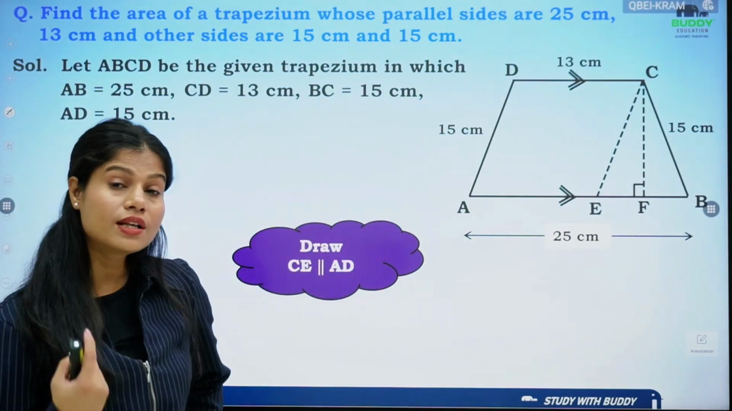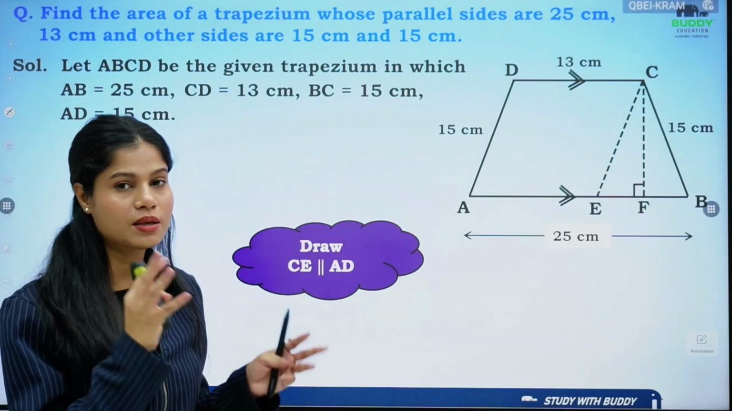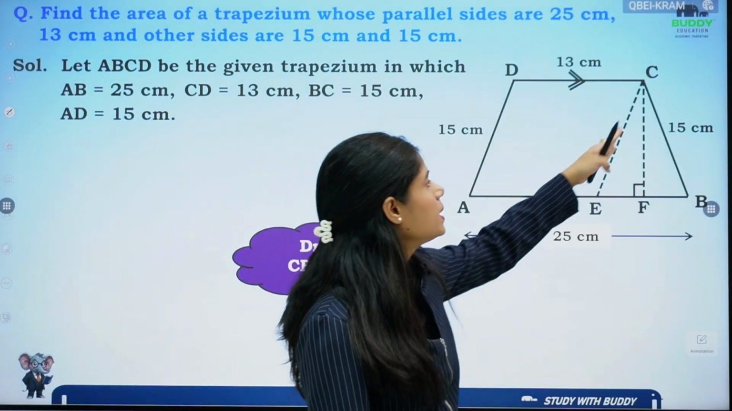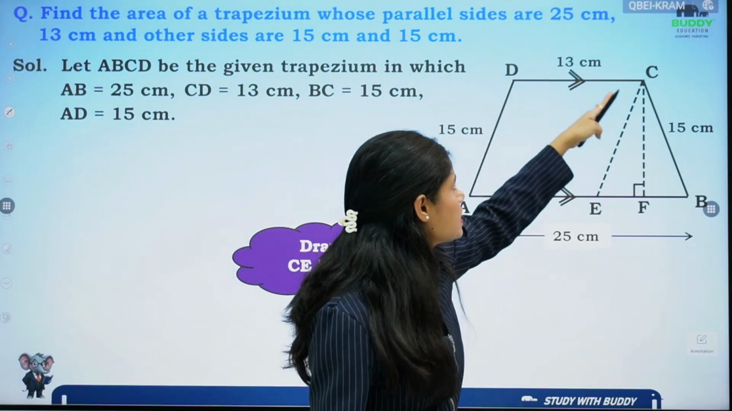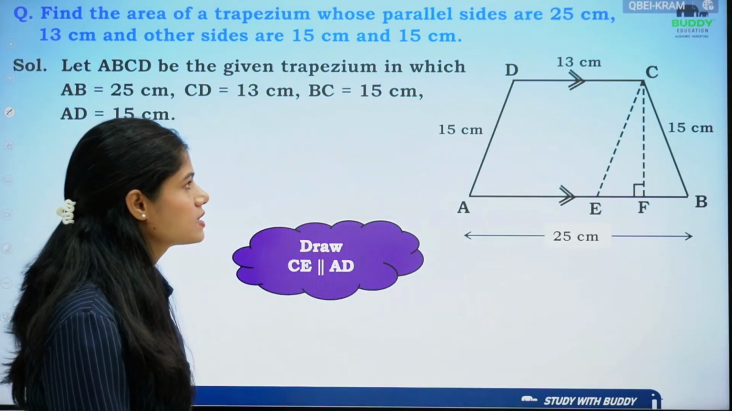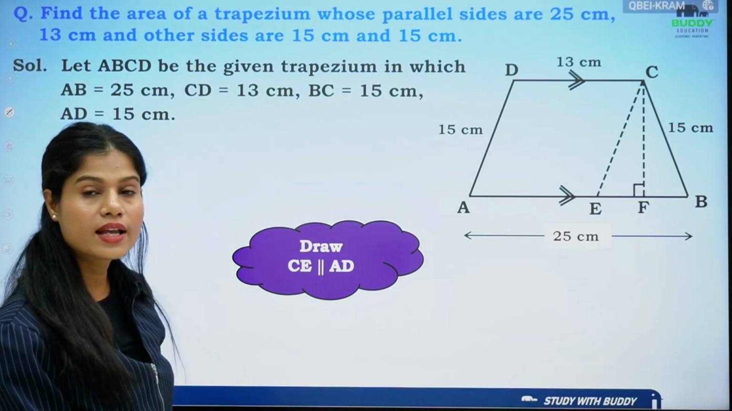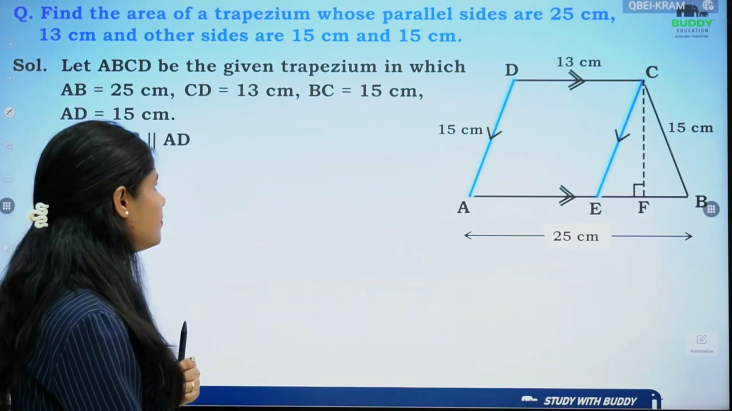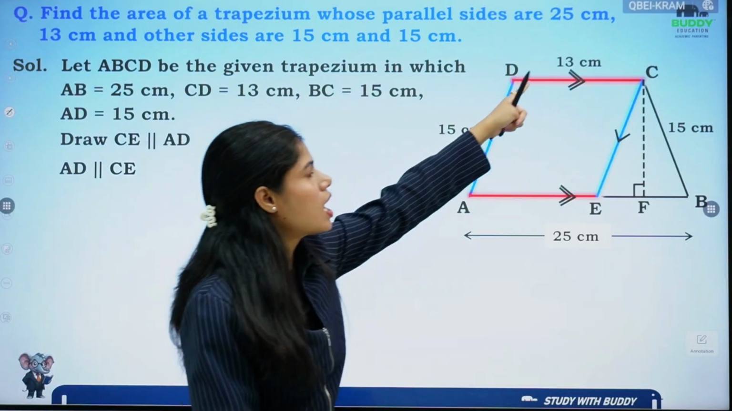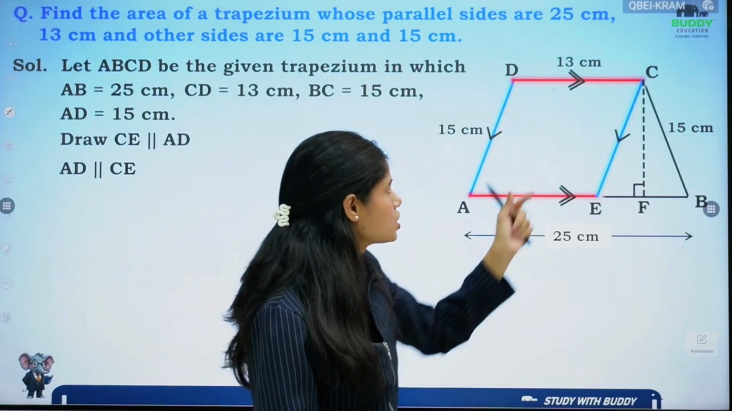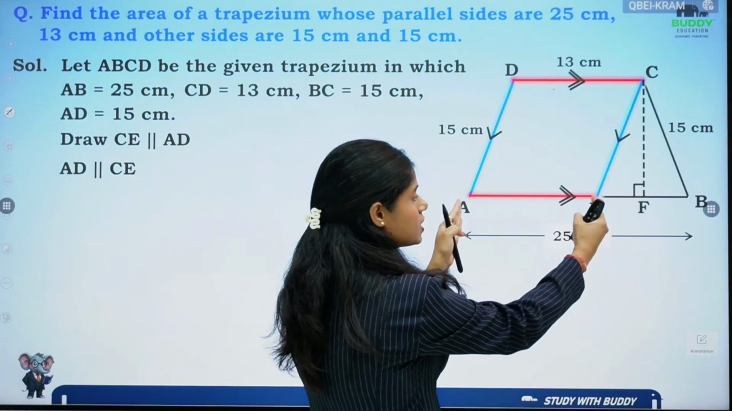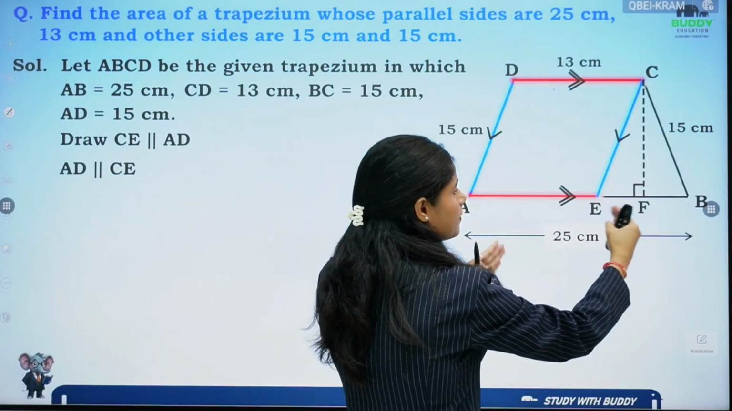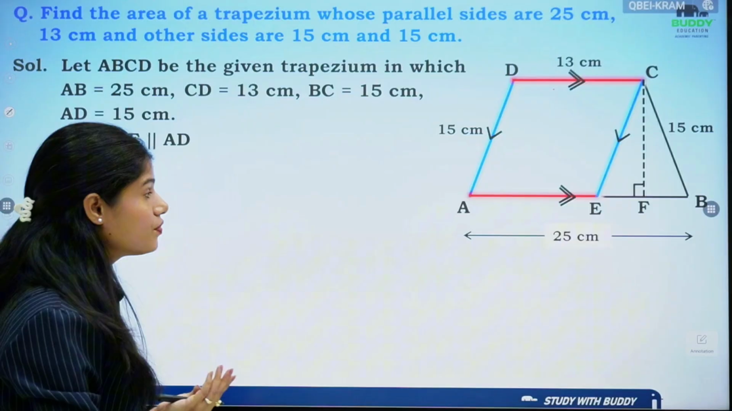Now we'll do further construction like we did in the previous question, drawing a parallel line to DA. That's how you get ADCE as a parallelogram, and we know that opposite sides are equal. So if this portion is 13, then A to E is 13. Now if this is 13 and the whole thing is 25, you can again get the value of EB.